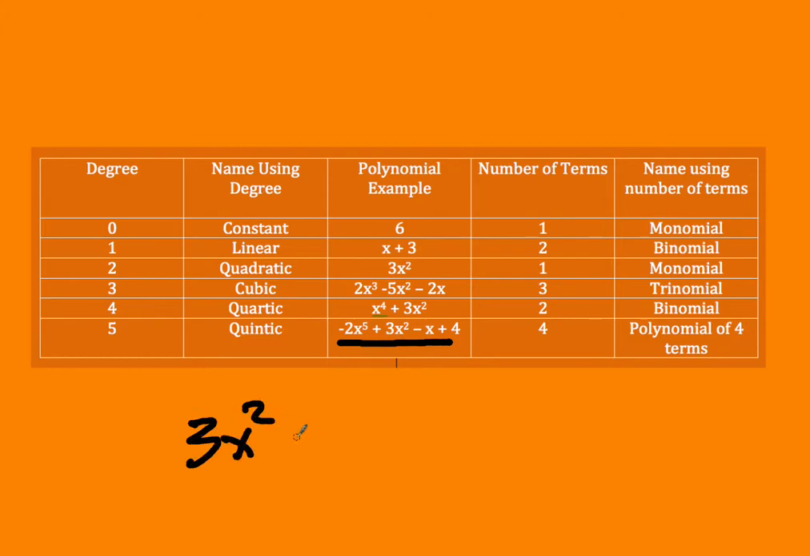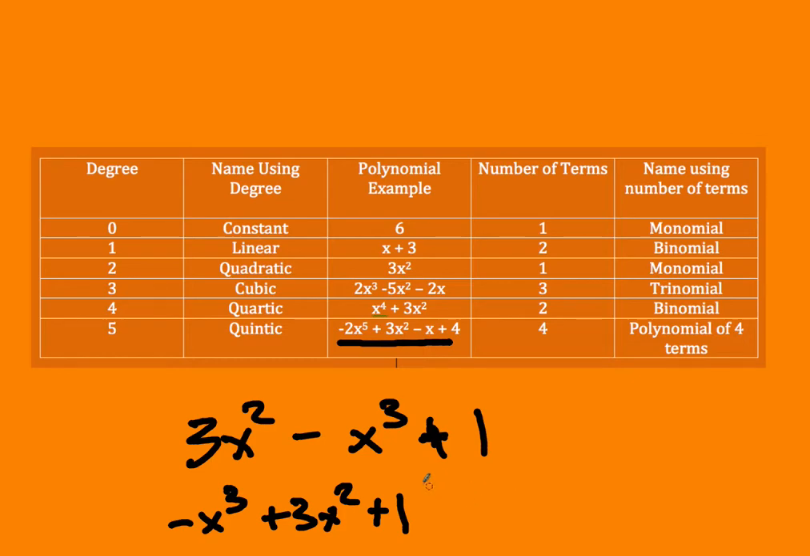So if I was to write something like this, minus x cubed plus 1, even though it's not written in order, the x squared is before the x cubed, I could rewrite it like this. This would be called a cubic trinomial. The degree is 3, and there are 1, 2, 3 terms, so it's a cubic trinomial. So both of these are cubic trinomials.